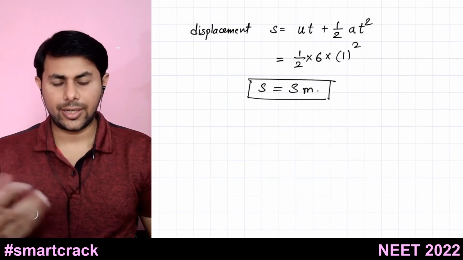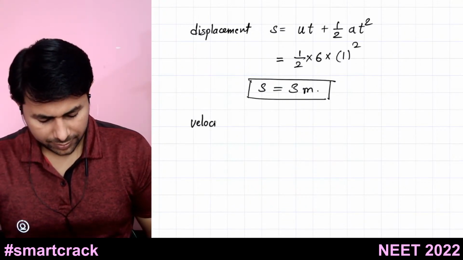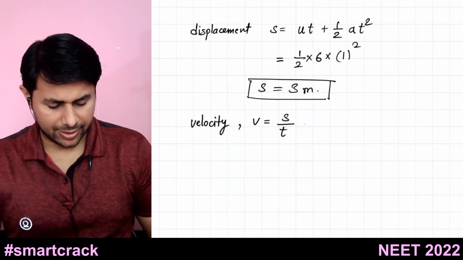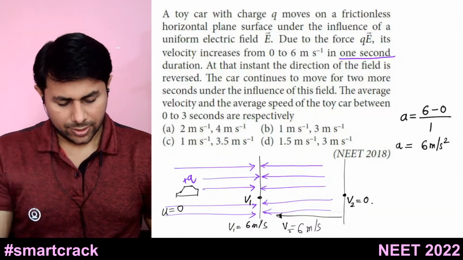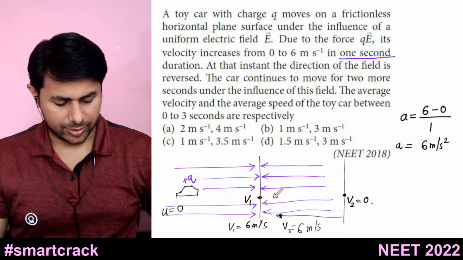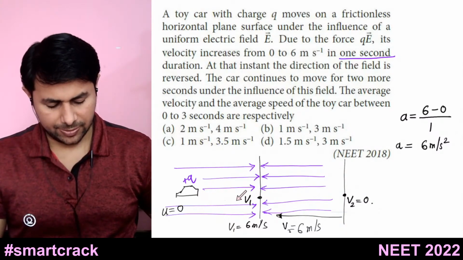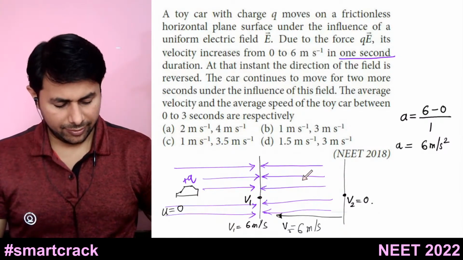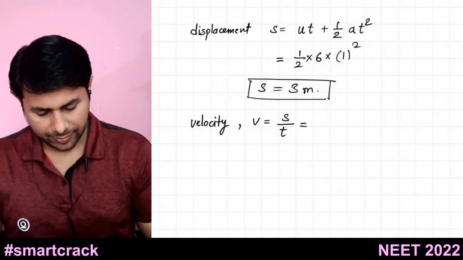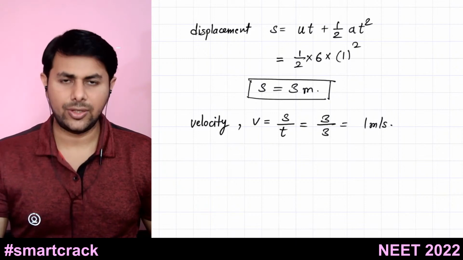Now what is the velocity? It is equal to displacement divided by time taken. For the entire motion, it moves from here to here, then from there to there, and from there it comes back and stops over here. So the total displacement is this much. And how much is the time taken? 1 second, 1 second, and for the return journey one more second. So it is 3 seconds. So 3 divided by 3, so 1 meter per second is the velocity.